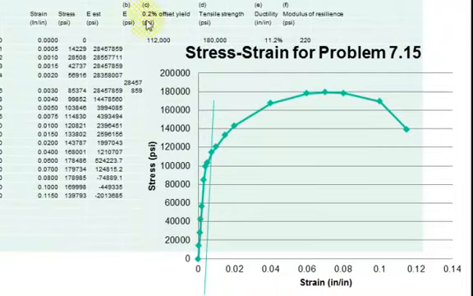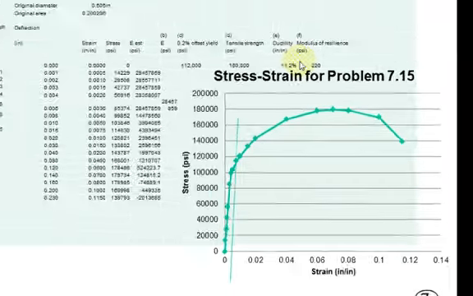Then the 0.2% offset yield stress, using this line as an approximation to find the yield stress around here. The ultimate tensile strength, which is right up here at about 180,000 psi. The ductility was the final strain minus the strain at yield. Then the modulus of resilience, again, the square of the yield stress divided by twice the elastic modulus.